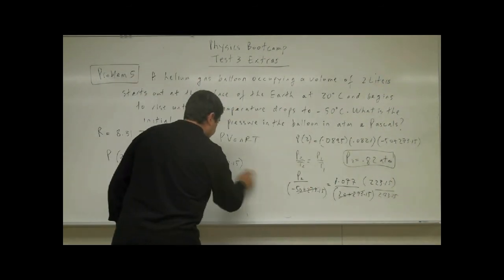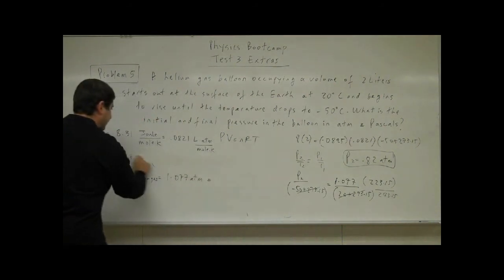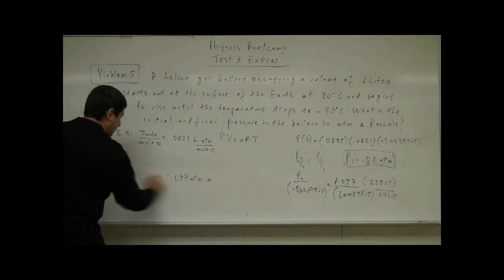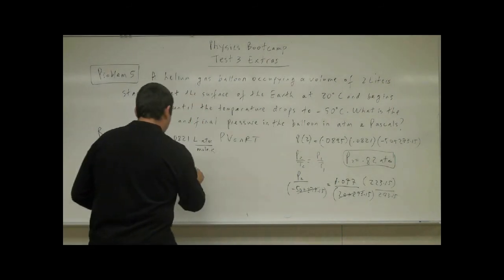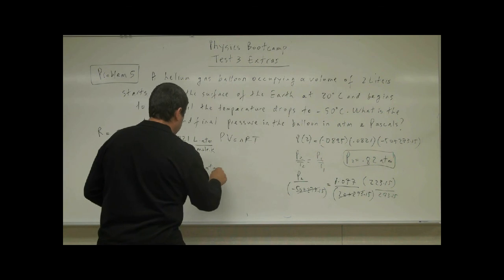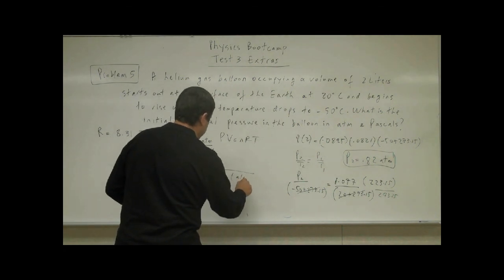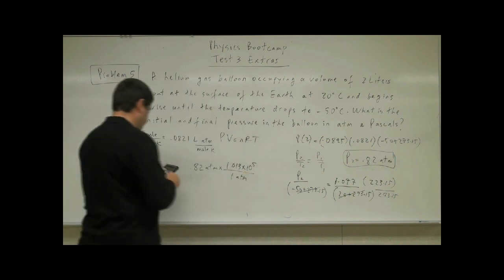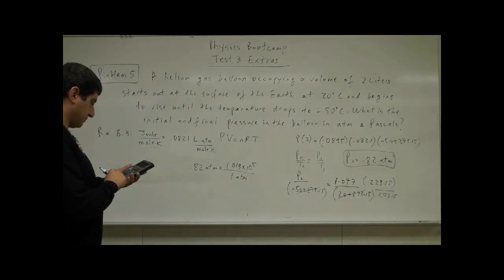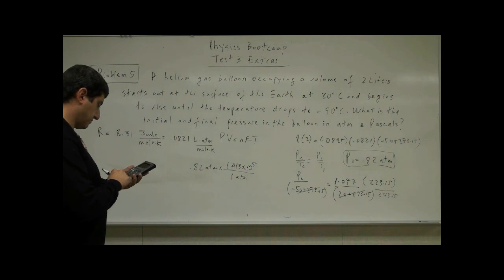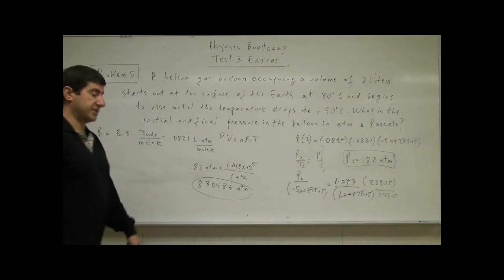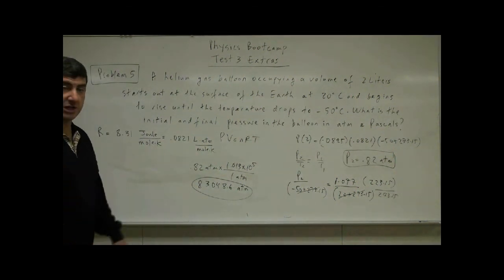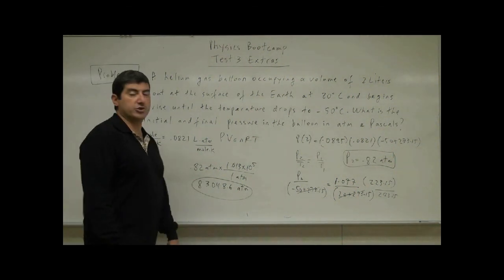Converting that to Pascals, we get the final pressure in Pascals. 0.82 atmosphere, multiply 1 atmosphere, 1.013 times 10 to the 5th. So quite a lot less, right? Instead of 101,000, which is atmospheric pressure, it's only 83,000 Pascals.